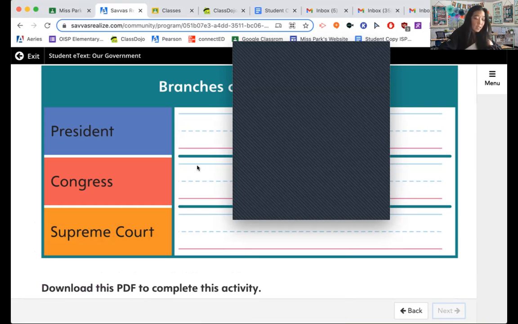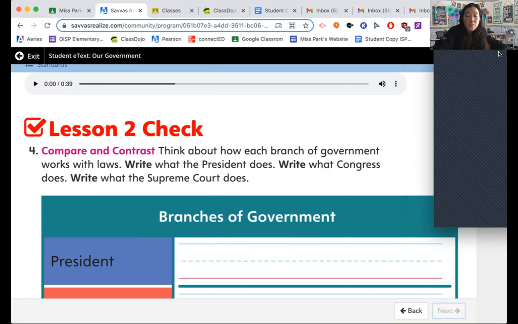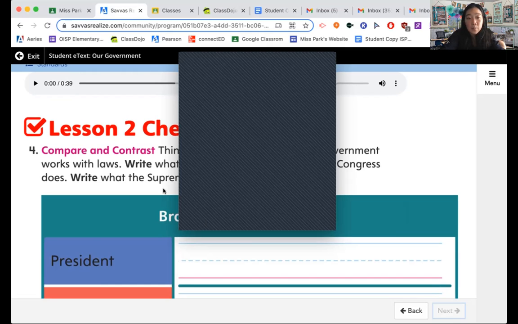Okay. So what does a president do? So let's go back to page 81. The president is the leader of the country. So think about how the branches of government work with the laws. The president lives and works in the White House. The president suggests and signs new laws. So that's what they do. Okay. So the president suggests and signs or approves new laws. Okay, that's going to be the first one.